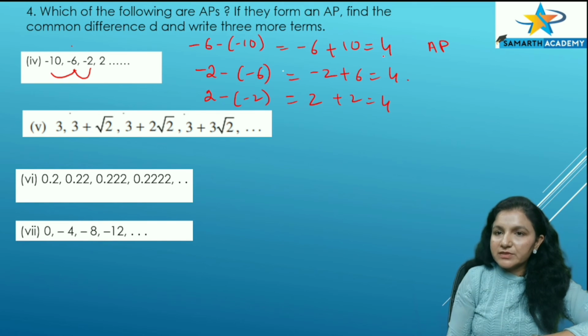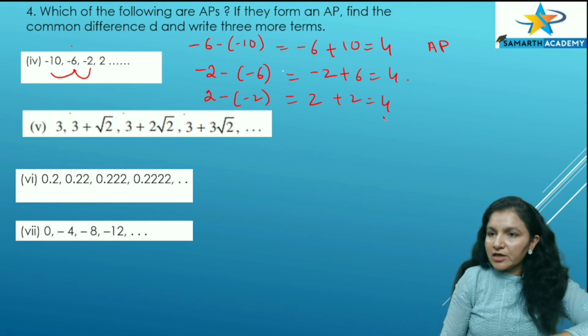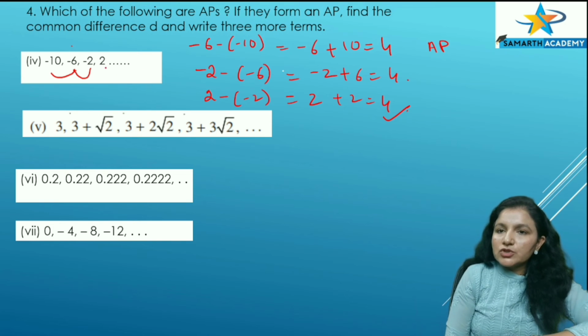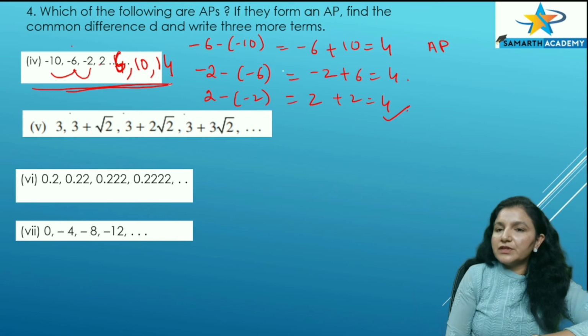And what are the next terms? You continuously add 4 to the given terms. So 2 plus 4, 6. 6 plus 4, 10. 10 plus 4, 14. So these are the next three terms of the given AP.